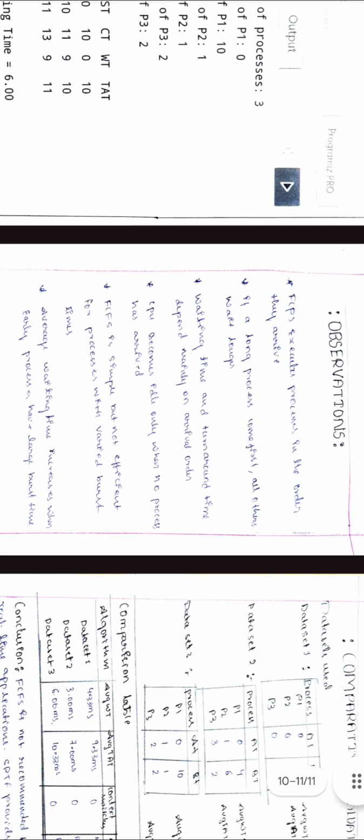Then this is the observation. Now I am going to explain the observation. From all data sets, I observed that FCFS works efficiently when processes arrive at different times with small bursts. When long processes come early, shorter ones wait unnecessarily. Response time and waiting time are the same because FCFS is non-preemptive. Performance of FCFS depends heavily on arrival order, not burst time. Processes that arrive later always suffer higher waiting times. CPU utilization is usually good, but delays increase as burst times increase.